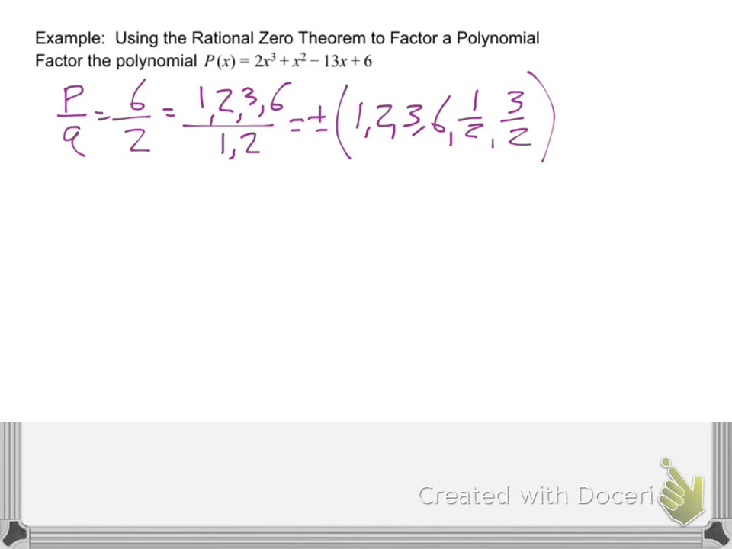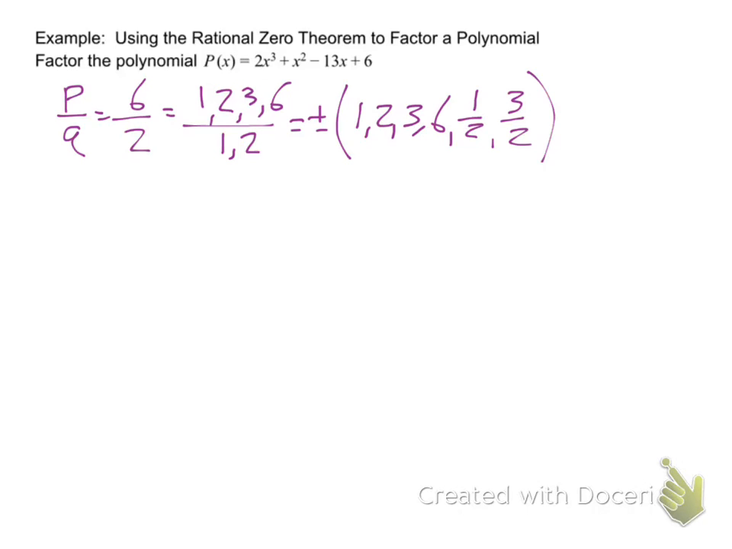Like a 4. A 4 will not work. A 5 will not work. A 7, 8, or higher will not work. But the answer could be -2. It could be a -3 or a 2 or a 3 or a 6 or something. That is P over Q. So now we have a list. We can now start to test that list. And we test that list using synthetic division.